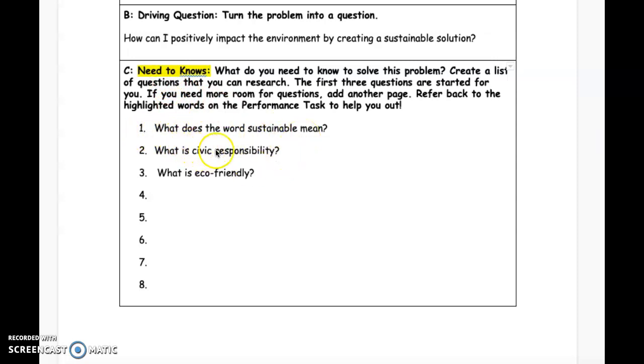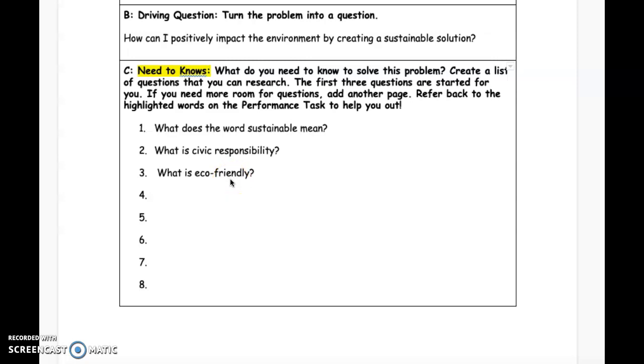If you don't know what the word civic responsibility means, we need to know that in order to solve the task. So question number 2 is, what is civic responsibility? And lastly, that word eco-friendly. What is eco-friendly? That was mentioned in the performance task.